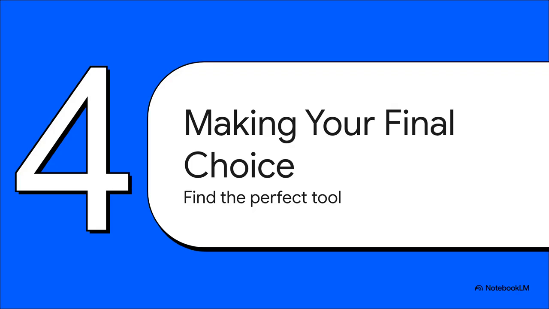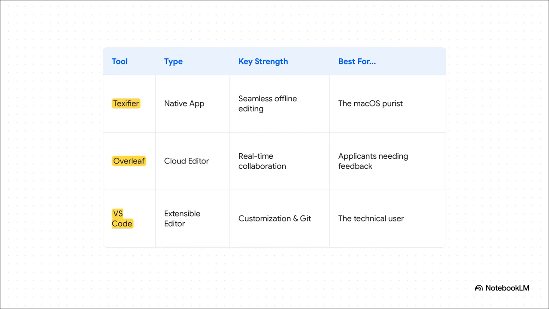All right, so we've covered the 3 main workflows, we've looked at the champion tool for each one, and we've talked about the best templates. Now let's pull it all together so you can make your final choice and feel really confident about it. You know, this table really boils the whole decision down to its essence. Texifier? That's for the Mac purist who loves a focused, offline workflow. Overleaf? That's for the collaborator who needs easy setup and feedback from their advisor. And VS Code is for the technical power user who wants total control and integration. Just ask yourself, which one of those sounds the most like you?